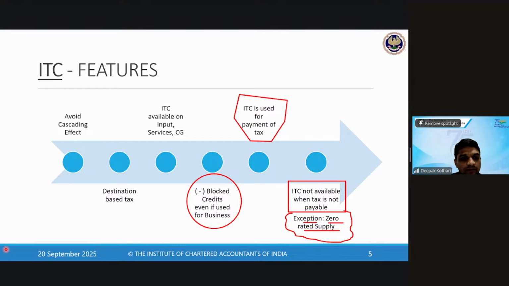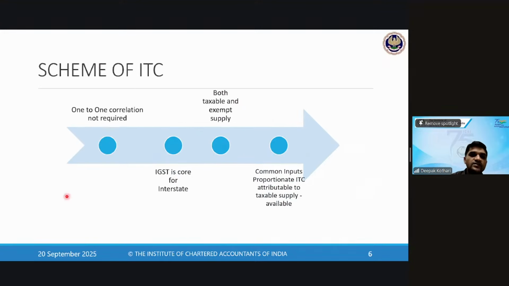Okay, so these are the features of the input tax credit. Now, the scheme of ITC is that no one-to-one correlation is required. What is this? Very important. There is no one-to-one correlation which is required.